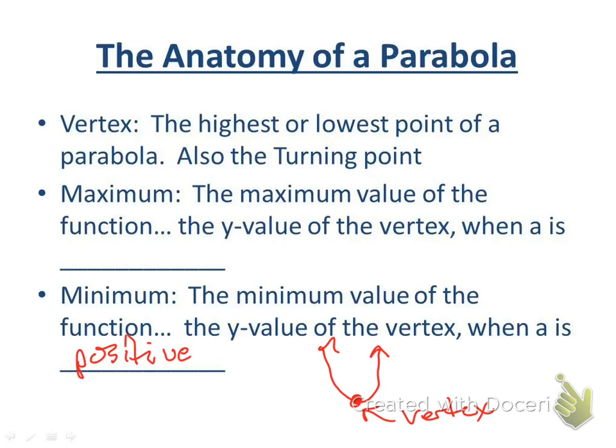So minimum values occur when the parabola has a positive a value. The minimum is the y value of the vertex. That's very important. The minimum value of the function is always a y value. It's not an x value. Okay, so let's look at an example. Y'all ready? When a is positive. Okay?